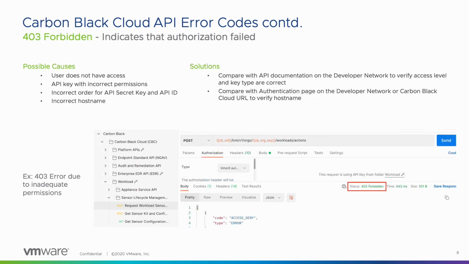A 403 error indicates that authorization has failed, typically due to inadequate permissions. This differs from the previous authentication error because in this case, the API recognizes the user but knows they don't have access.